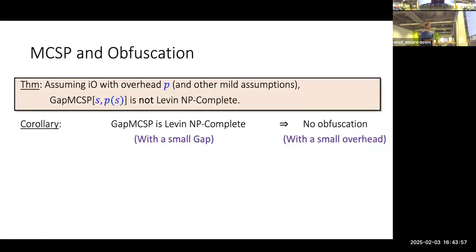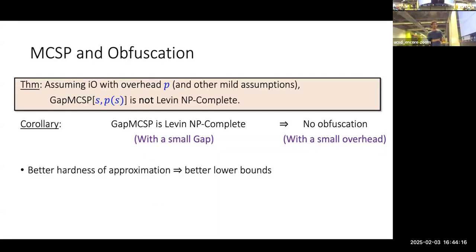Okay, so we have this connection between obfuscation and GapMCSP. We use this connection to prove a lower bound on obfuscation, but it also gives us a path toward proving that obfuscation does not exist, or proving stronger lower bounds on obfuscation, if we are able to prove better hardness of approximation of meta-complexity problems.